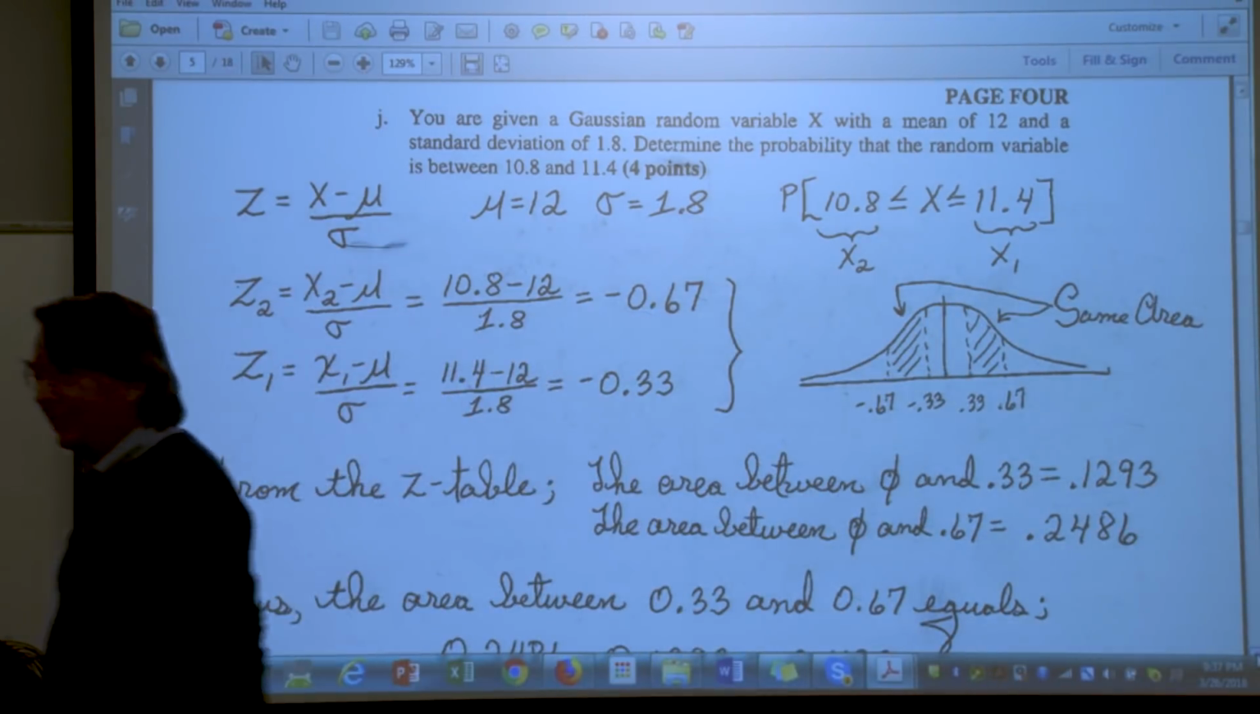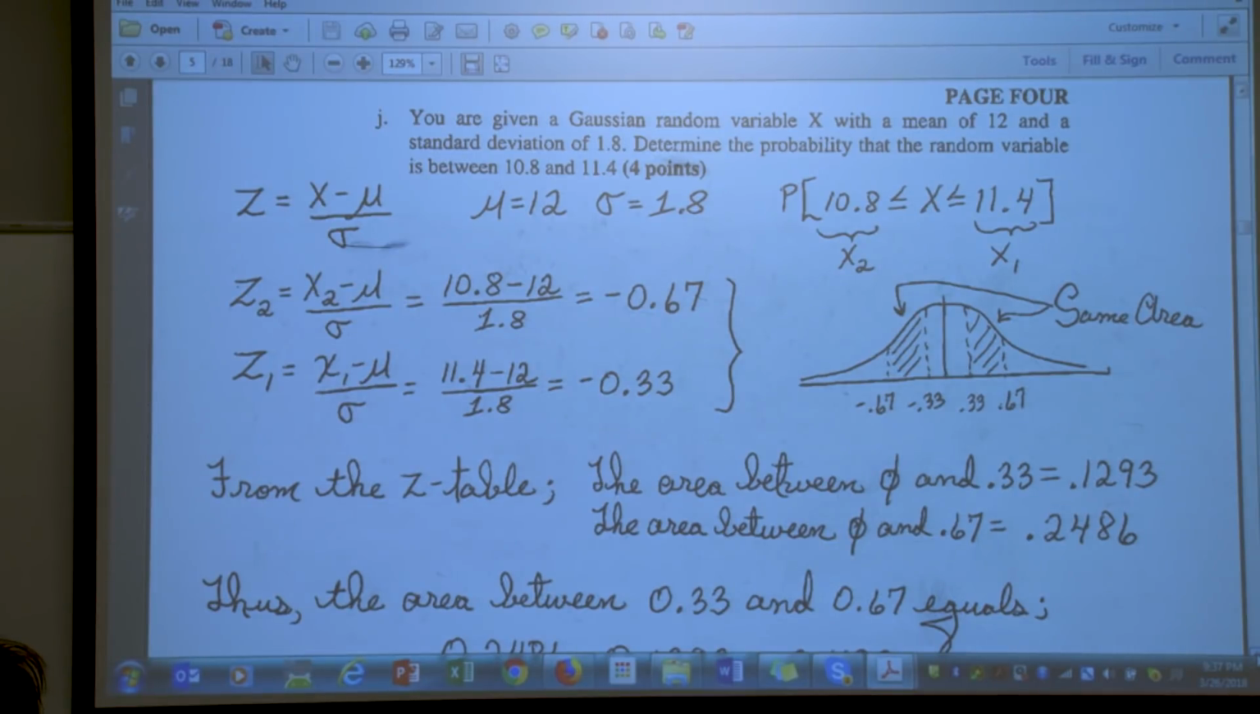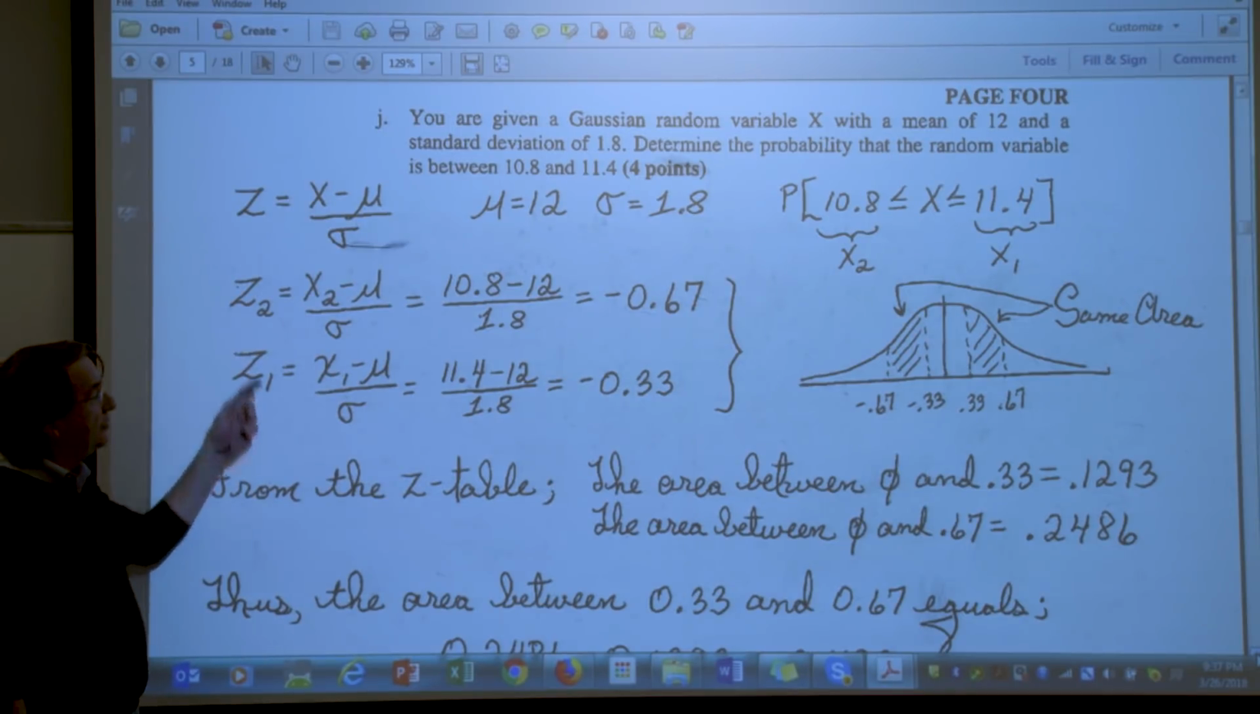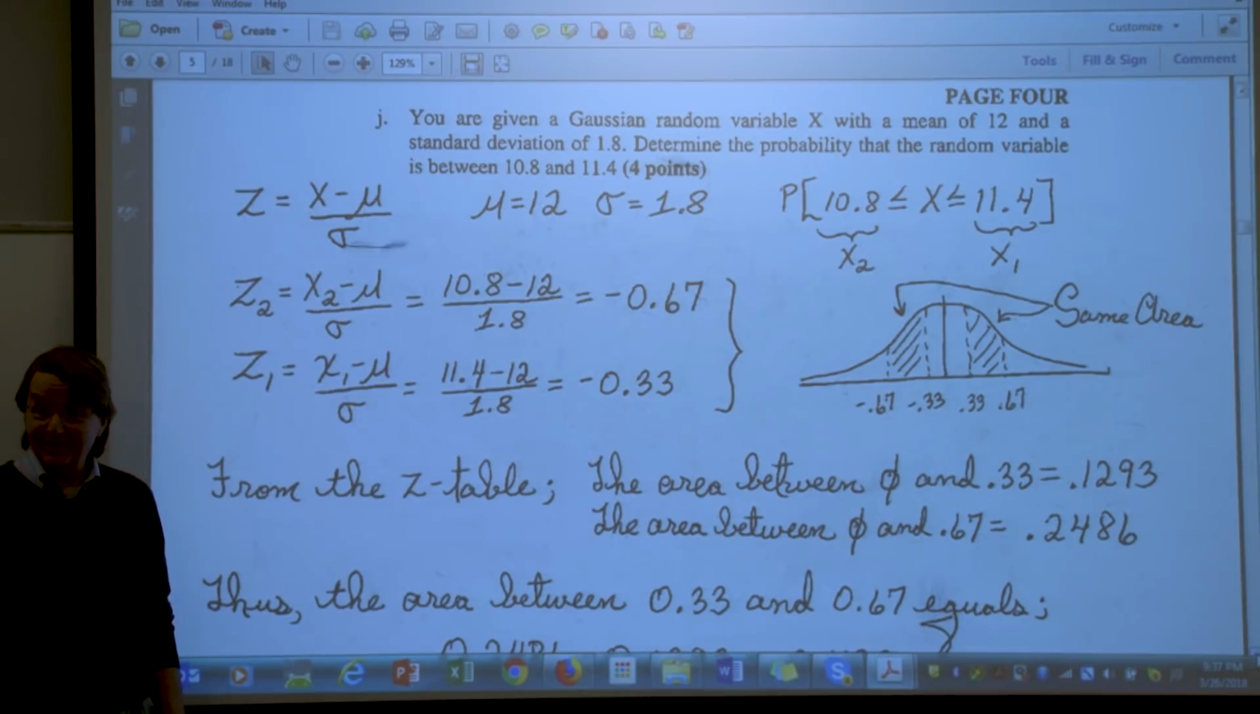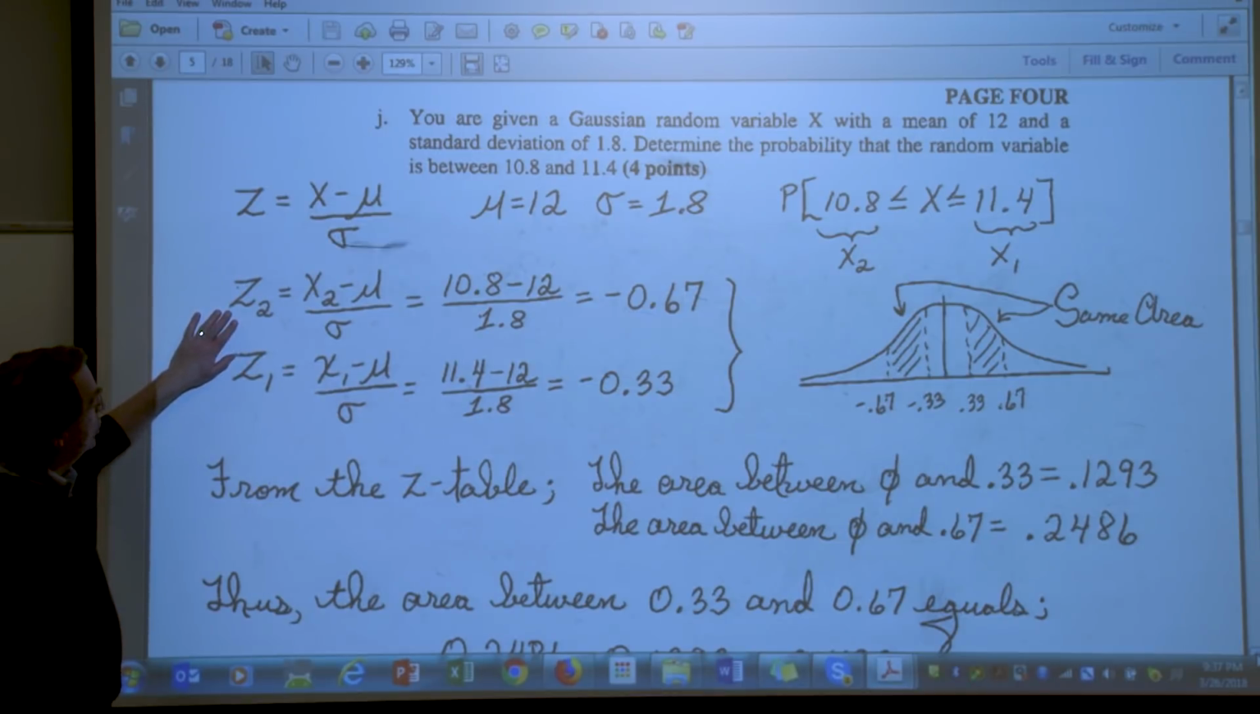This is a harder one now. Matt, we're getting this a little harder here now. You once again, whether you like it or not, are given a Gaussian random variable. Mean of 12, standard deviation of 1.8. Determine the probability that we fall between these two numbers. So now we have a Z1 and a Z2. Okay. So Z2, I take the lower value.